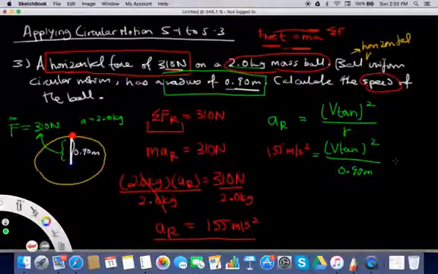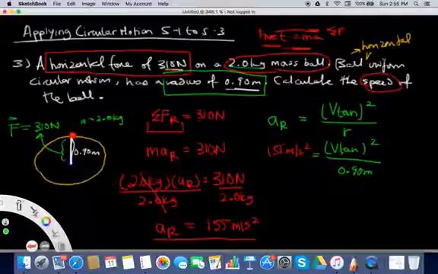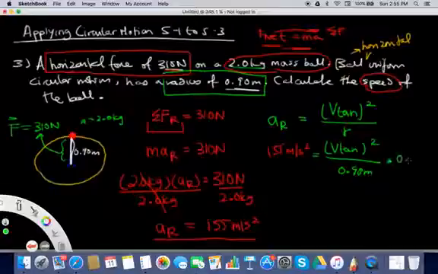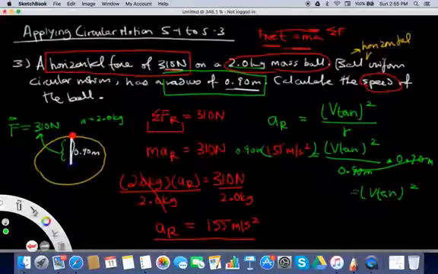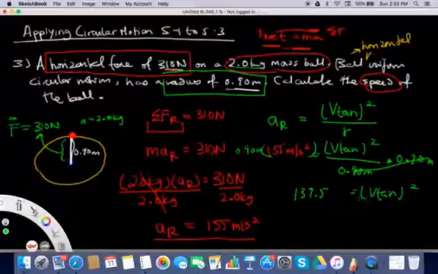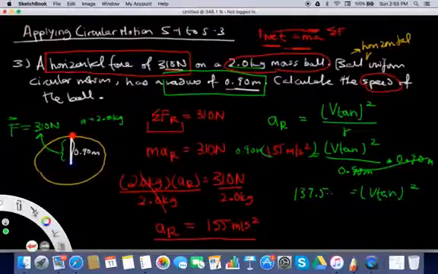So now we use algebra. We need to try to get our tangential velocity by itself because that's nothing but speed. So we multiply both sides by 0.90 meters. So 0.9 times 155 is equal to 139.5, and we have meters squared over seconds squared for that.